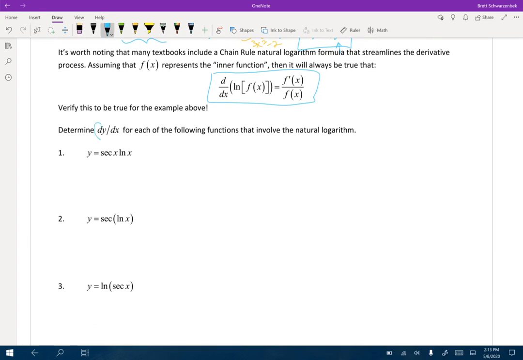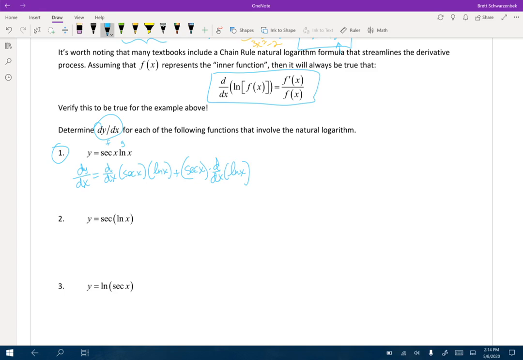Okay, so find dy dx. In number 1, we have to find the derivative. It says secant x times natural log of x. You see two x's. They're coming from two different functions that are being multiplied, which means we need the product rule. We set this up as f and g, so we're finding the derivative of secant times the original natural log, plus secant times the derivative of the natural log. Okay, so this is our value.